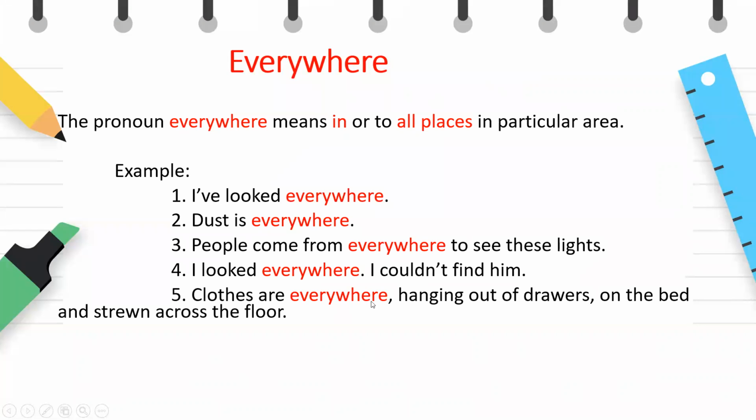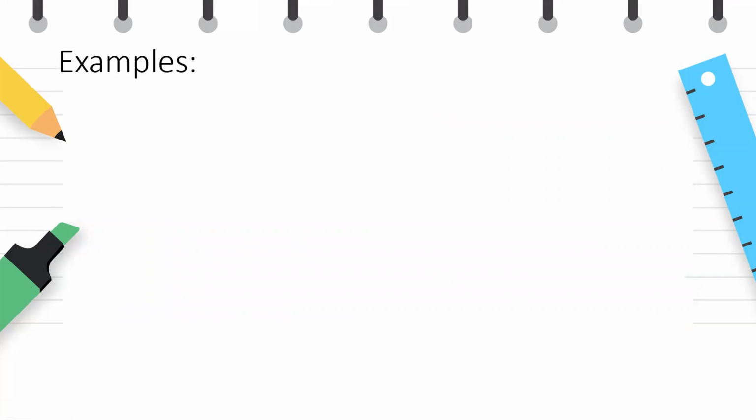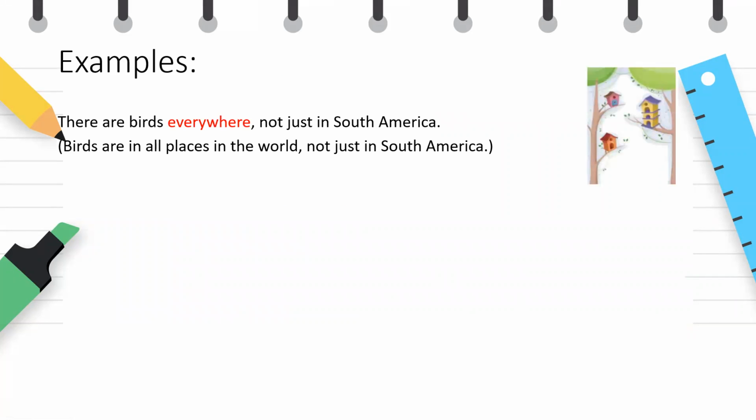Clothes are everywhere, hanging out of drawers, on the bed, and strewn across the floor. So in all sentences, everywhere means all places. Let's look at the examples. There are birds everywhere, not just in South America, which means birds are in all places in the world, not just in South America.